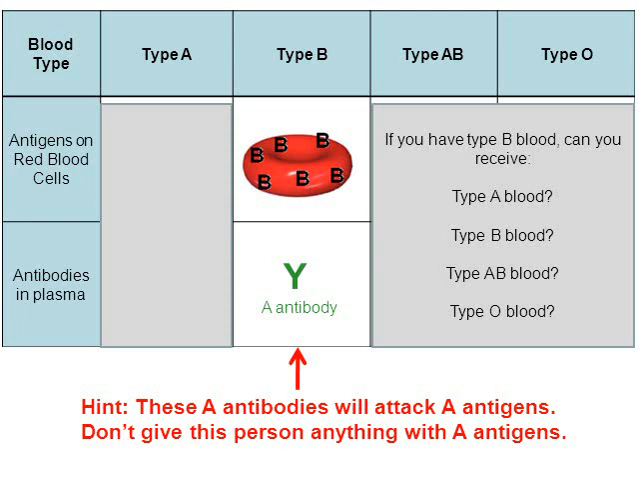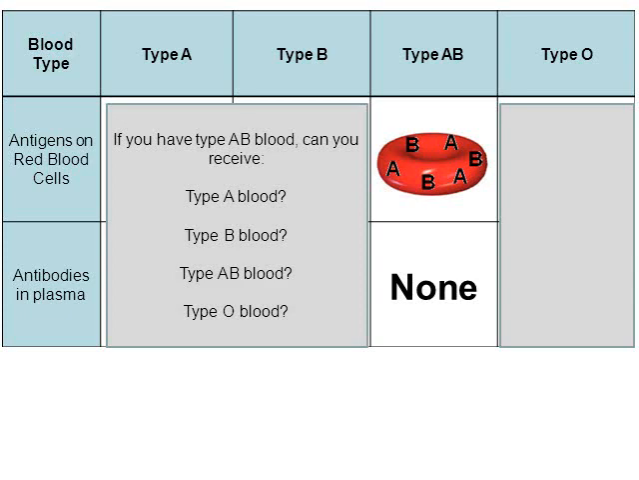So if you're type B blood, can you get type A? No. Type A has an A antigen. If you have type B, can you receive type B? Yes, you can always receive your own blood type. The next one, if you have type B blood, can you receive type AB blood? No. Type AB blood has an A antigen. And lastly, if you have type B blood, can you receive type O blood? Yes, that's safe. Type O has no antigen, so there's nothing to attack. So I hope you see the pattern here.